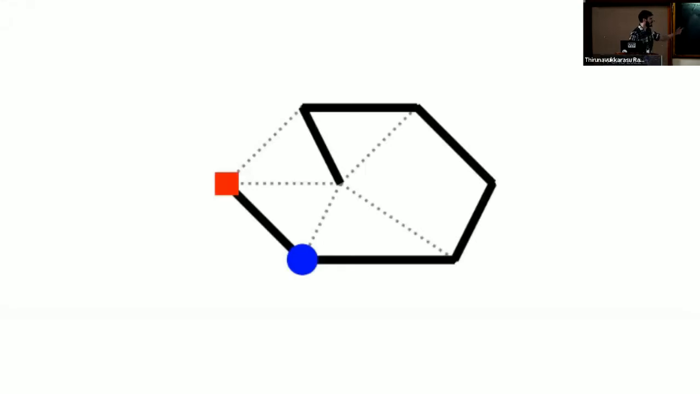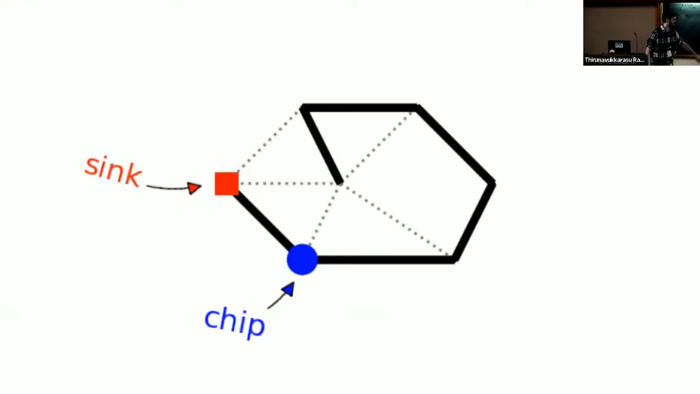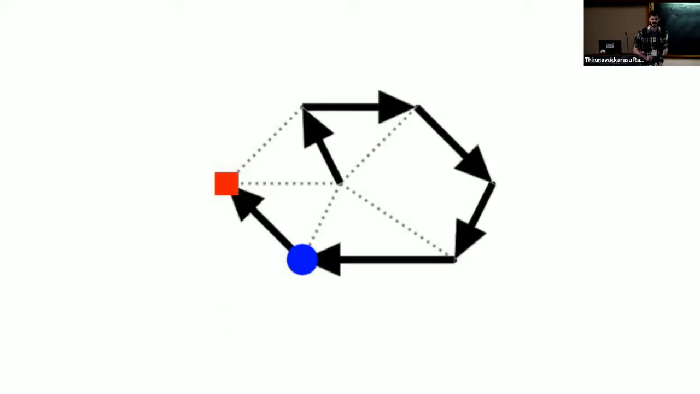So we're going to start with a graph, and we have a spanning tree, which is the solid line. And we're going to choose some vertex that's the sink and some vertex that's the chip. And the first step of the algorithm is that we're going to direct all of the edges towards the sink. And we're calling these rotors. So you'll notice that every vertex other than the sink has one rotor coming out of it.